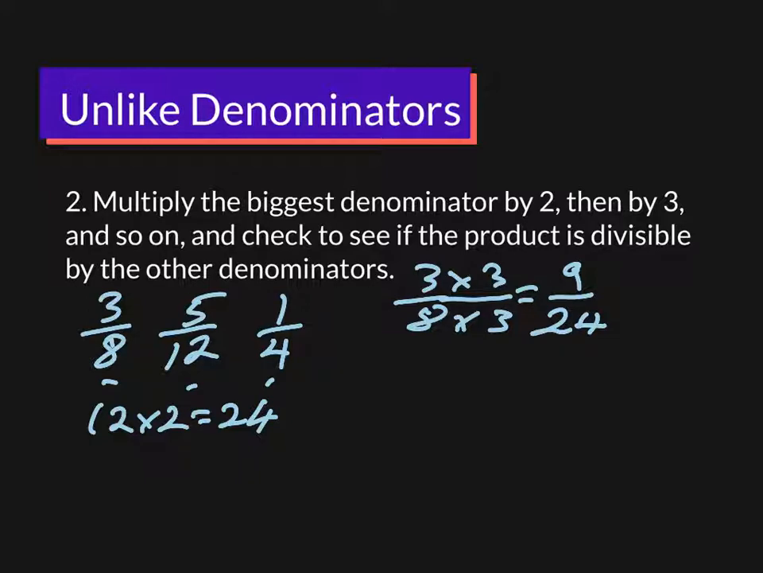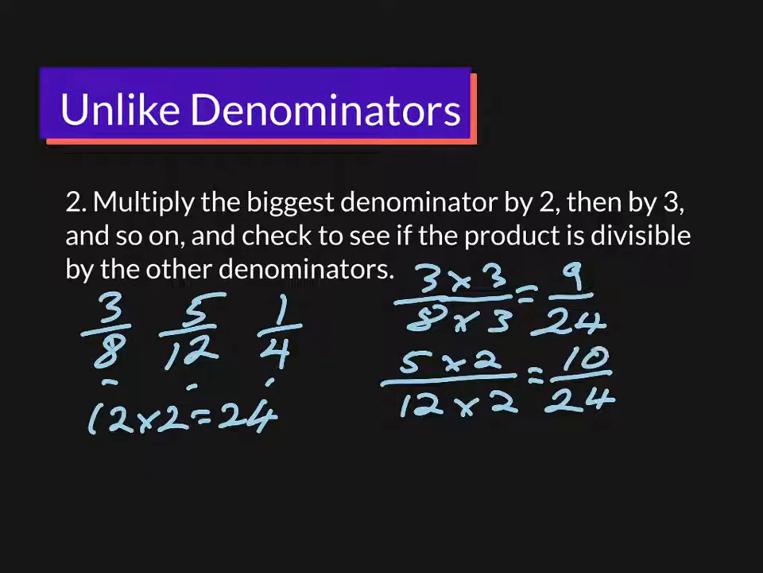Let's try 5/12. Equals something over 24, so 12 times what equals 24? 12 times 2. Alright, so 5 times 2 equals 10/24. So that one's a little bigger. Alright, let's try the next one. 1/4 equals something over 24. So 4 times what is 24? 6. And 1 times 6 is 6.